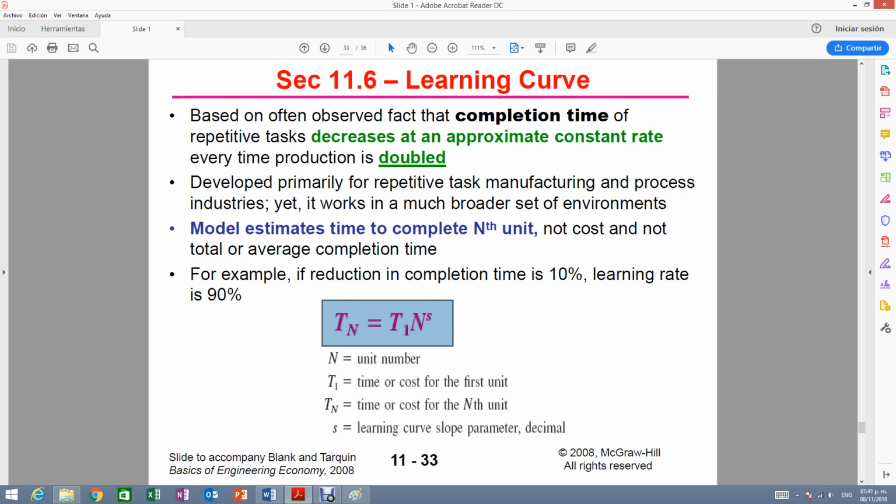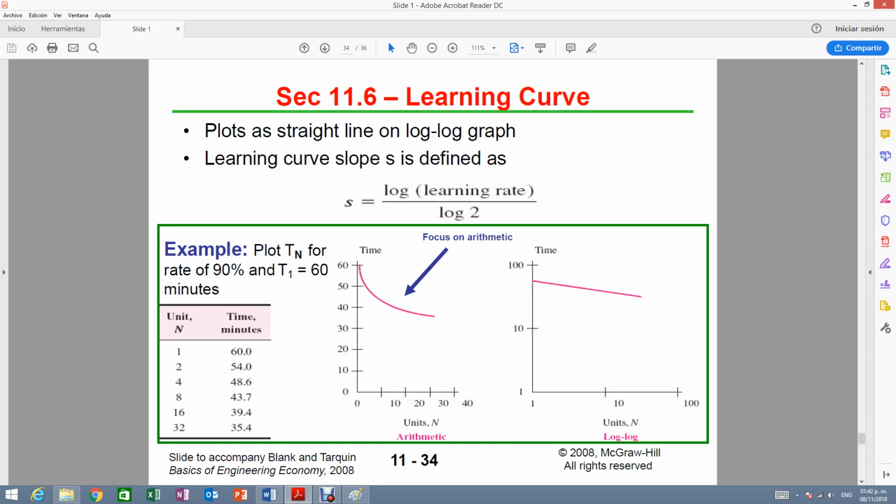Okay, and again, the formula: the time to complete the nth unit would be equal to the time to complete the first unit times the unit number raised to S, which is the learning curve slope parameter. If we go to the next slide, you have the formula to calculate S. Just a heads up, the S will always be negative because it's decreasing, and it's going to be a decimal number as well. So you must get a negative decimal from this formula right here.